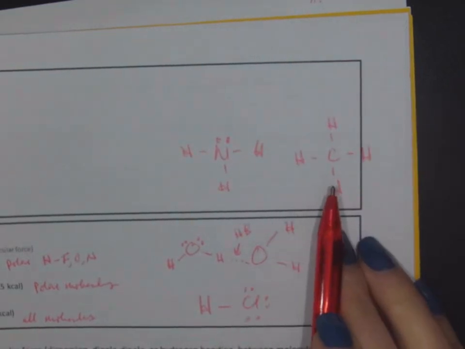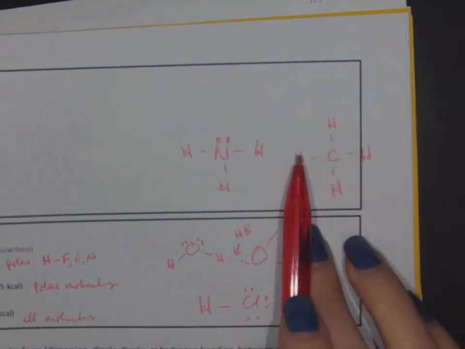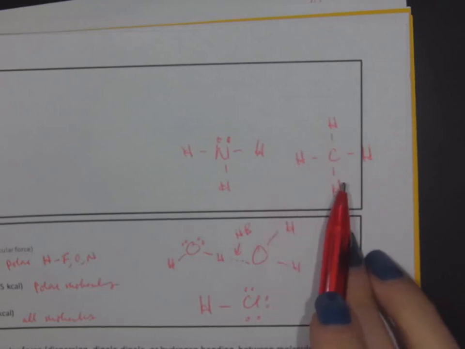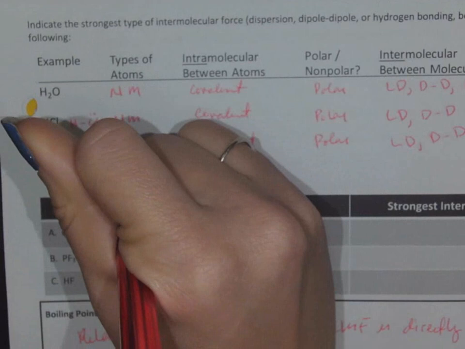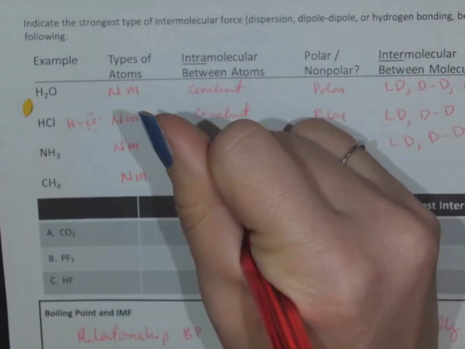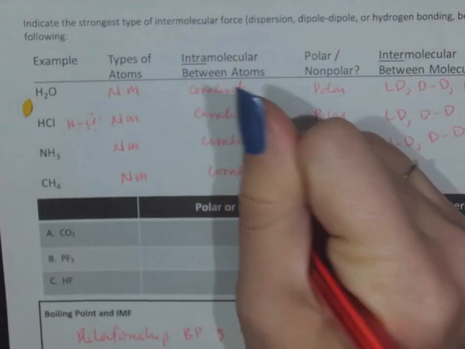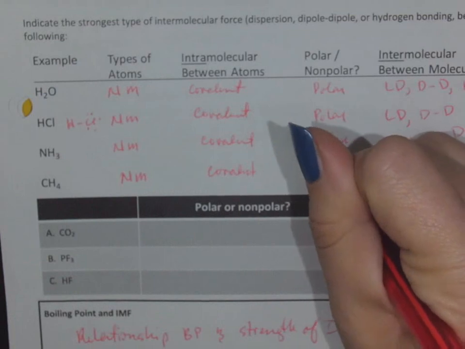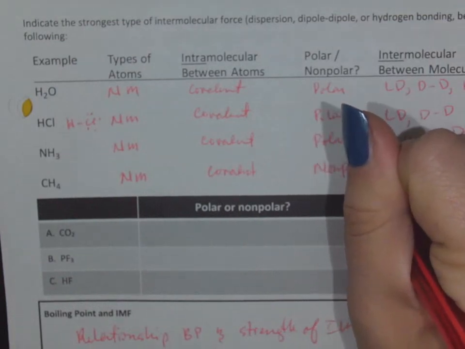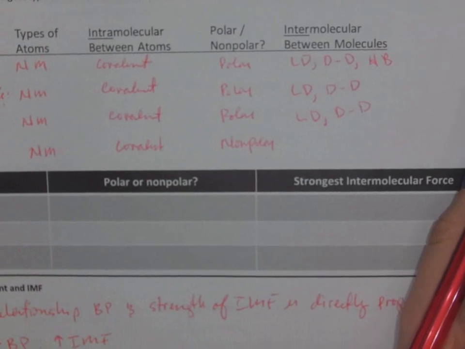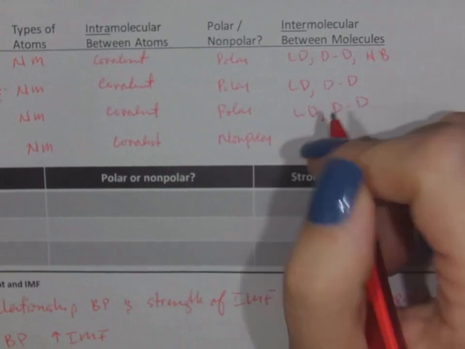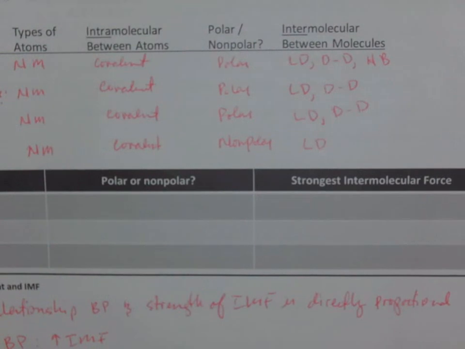Okay. And I see that this is symmetrical because all the domains are the same. So this is a non-polar molecule. So we got nonmetals, so it's covalently bonded, but this is non-polar. So when a molecule is non-polar, the only IMF or intermolecular force is London dispersion.